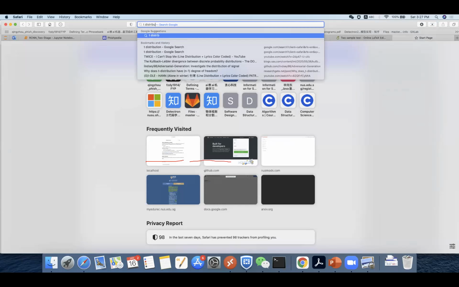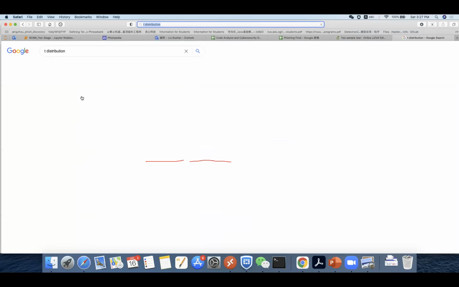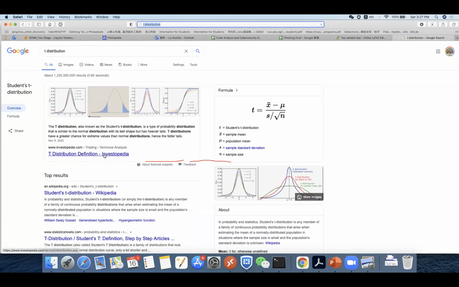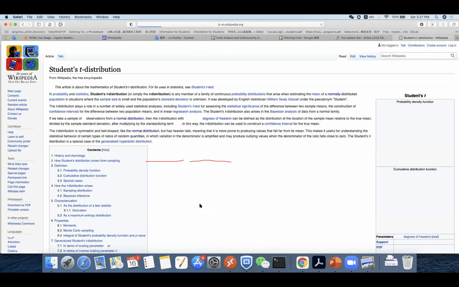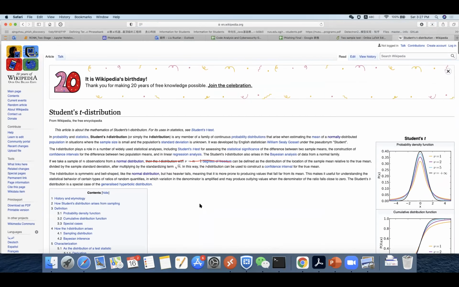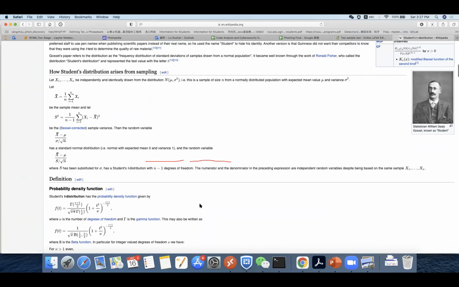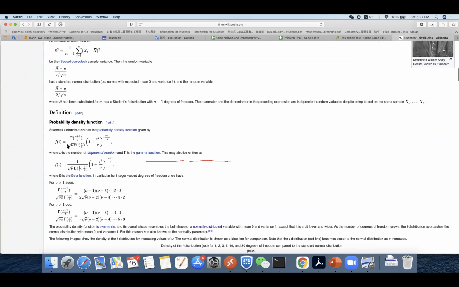Not only you but also I need to recap the foundation. Yes, as you said, the T distribution includes the parameters. Oh, this is the PDF. Looks very complicated. Yeah. So let me simplify the explanation. The V is the degree of freedom.